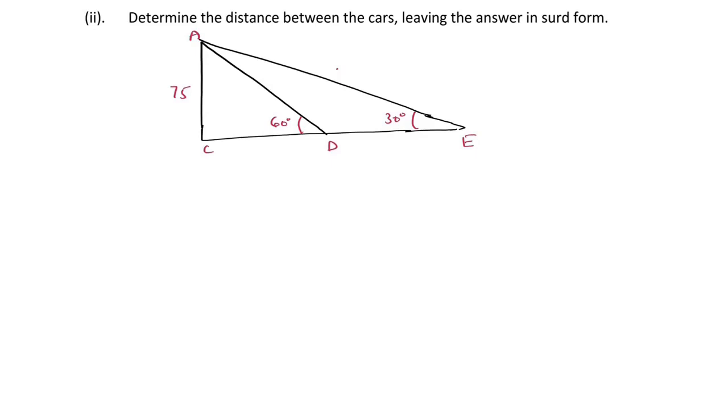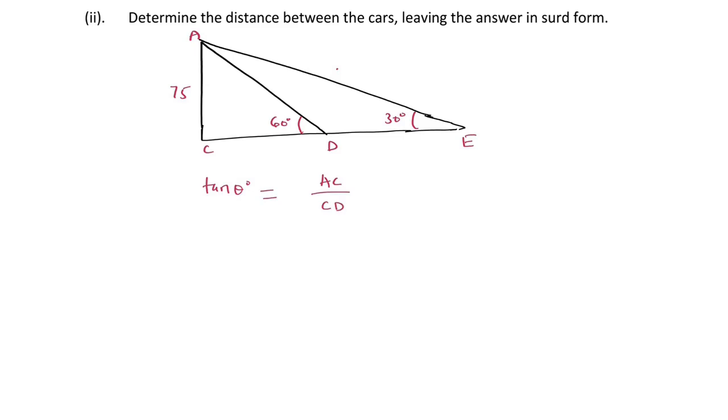For Roman 2, we are supposed to determine the distance between the cars, leaving the answer in the surd form. Okay, so to find the distance between the 2 cars, let us first find line CD. From the triangle ACD, let us apply the tangent formula, which says tan theta equals opposite side AC over adjacent side CD.